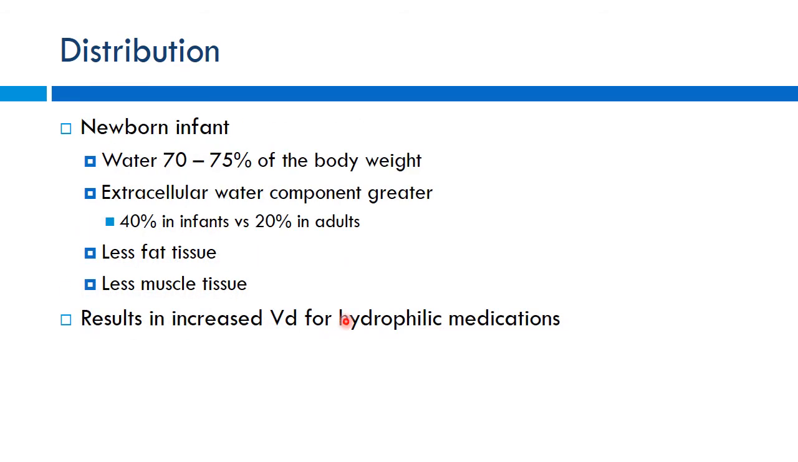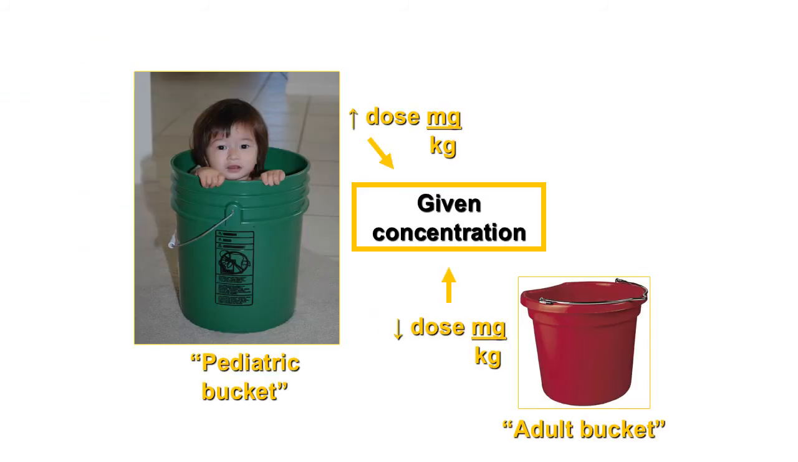So looking at the newborn infant, you can find that about 70 to 75% of their body weight is just water. So again, I mentioned they're basically just big bags of water, and you're going to find that they will have an increased extracellular water component as compared to adults, about 40% for them versus 20% for adults. They also have less fat tissue and less muscle tissue. So that means, as a result, they have an increased volume of distribution for many hydrophilic medications. So basically, they have a larger bucket to fill.